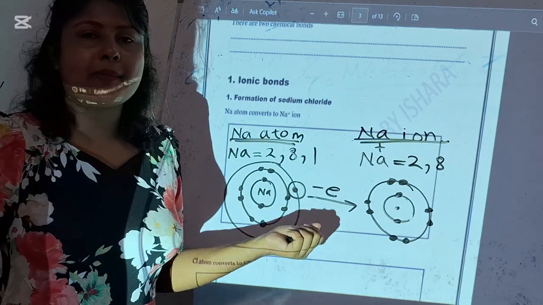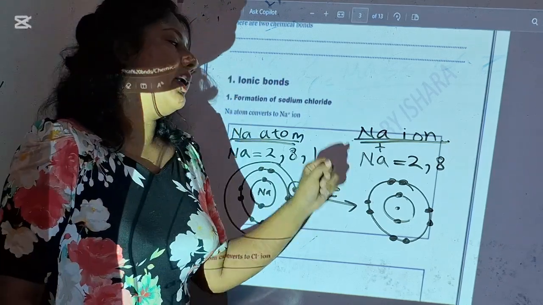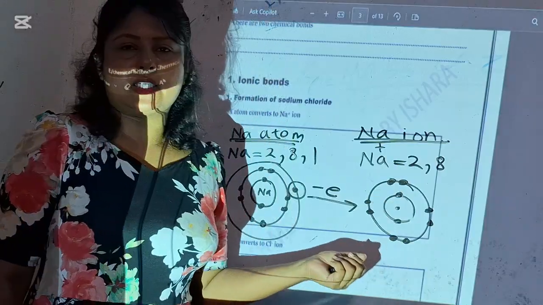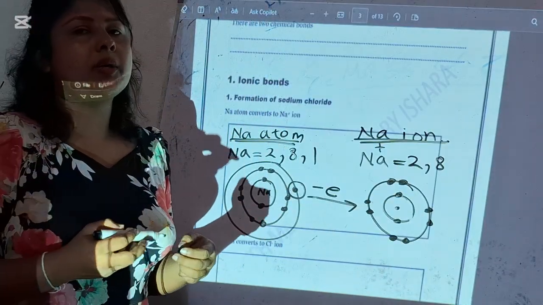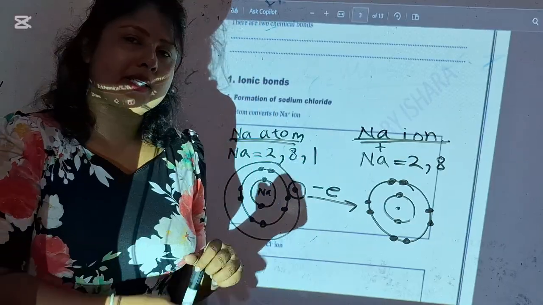Because of the unstable situation, it released 1 electron and made the 2,8 electronic configuration after becoming sodium plus.